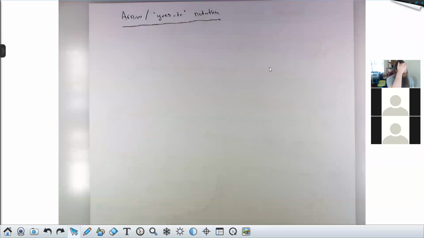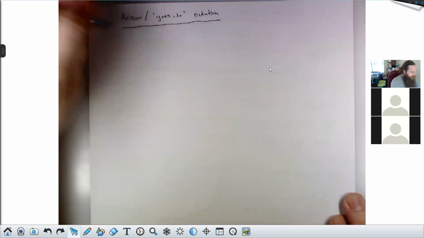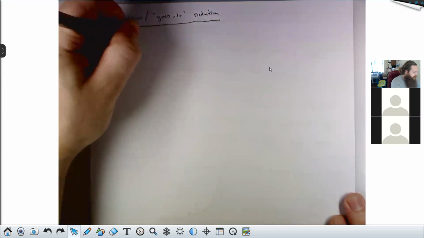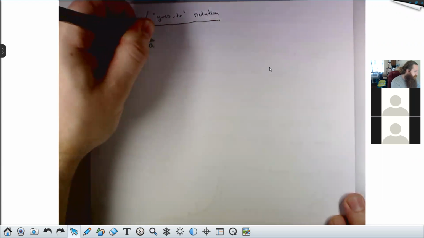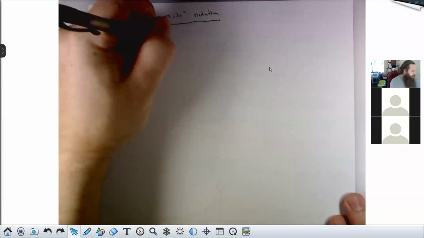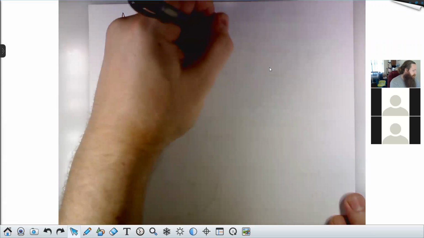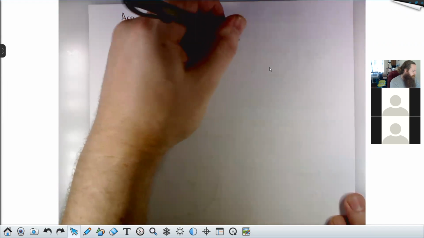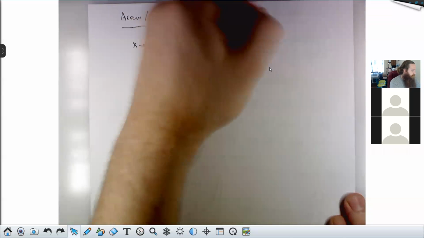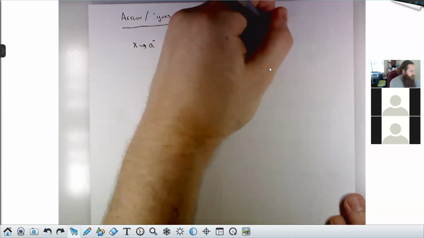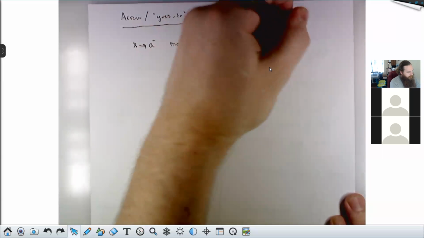If you take honors Calc 1, you'll learn the explicit meaning of this notation. But in regular Calc 1, we still just keep it kind of vague. We talk about getting closer and closer. But here's the meaning. If I say x goes to a with a little minus up here, this means x is approaching the number a from the left.